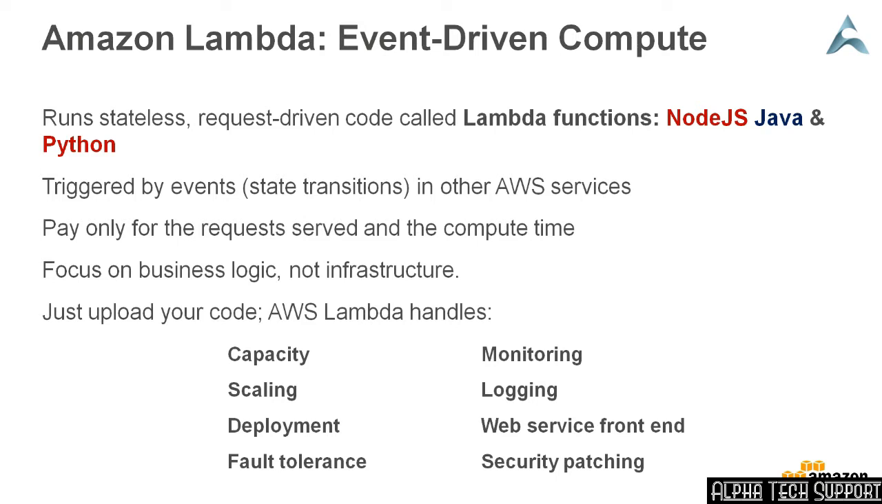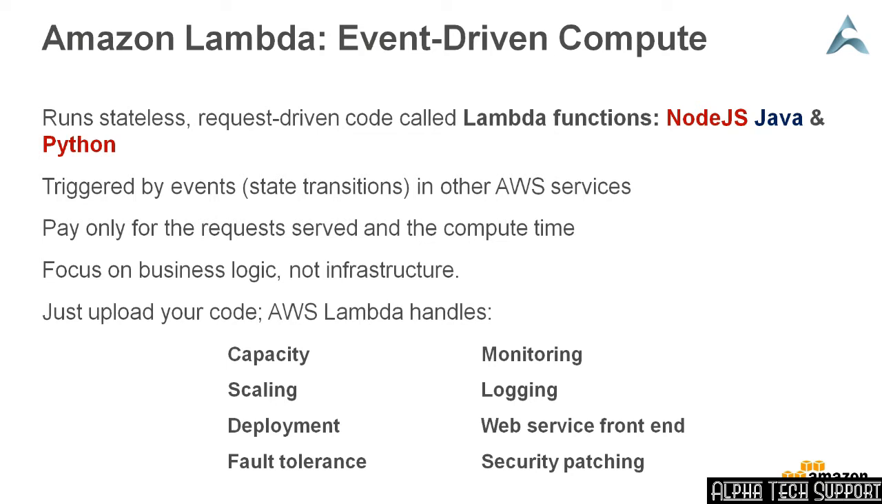Similarly, this is Lambda. You just upload your code on AWS Lambda, and it handles everything. AWS handles capacity, scaling of your app, resources, and the deployment, which is the most important thing. You don't need to manually deploy everything. It is fault tolerant; it can handle various kinds of faults on its own. It has a monitoring facility and it maintains logs. It is a web service front end and has security patching.